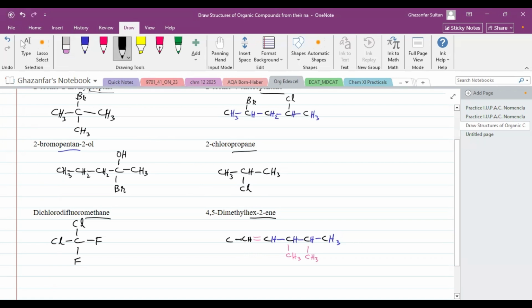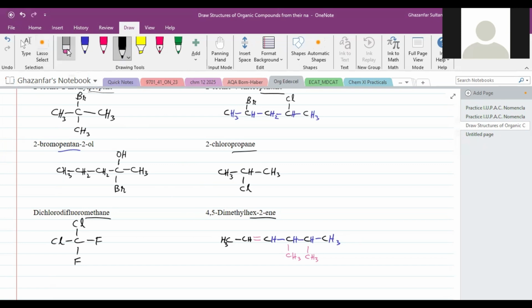And there is CH3. The CH3 can be written on this side or this side as well. So you can write it like this or like this. There's no problem in a structural formula. So these are the structural formulae of these compounds.